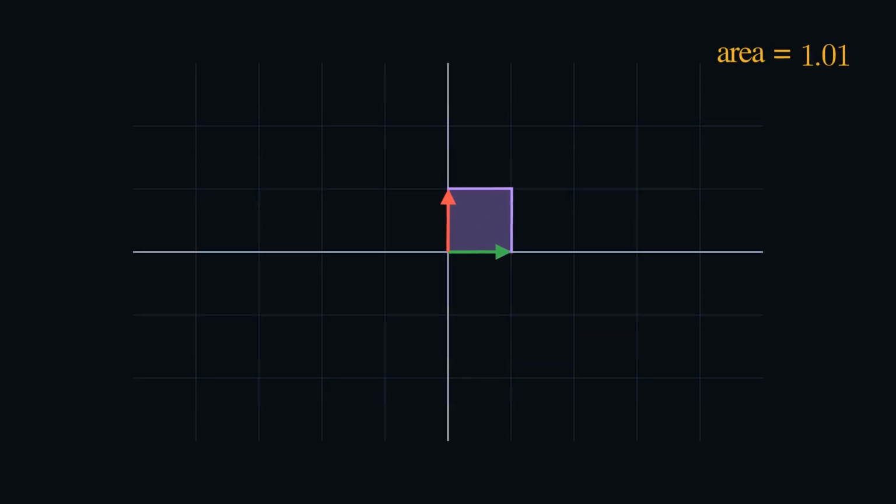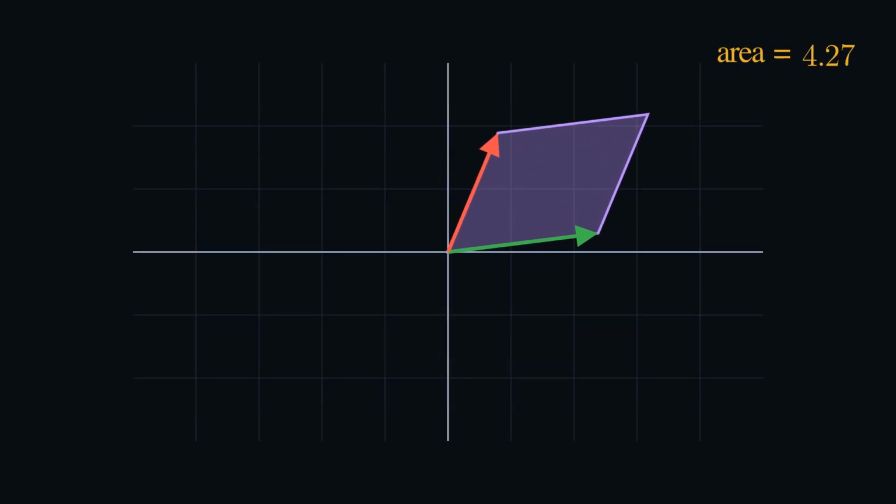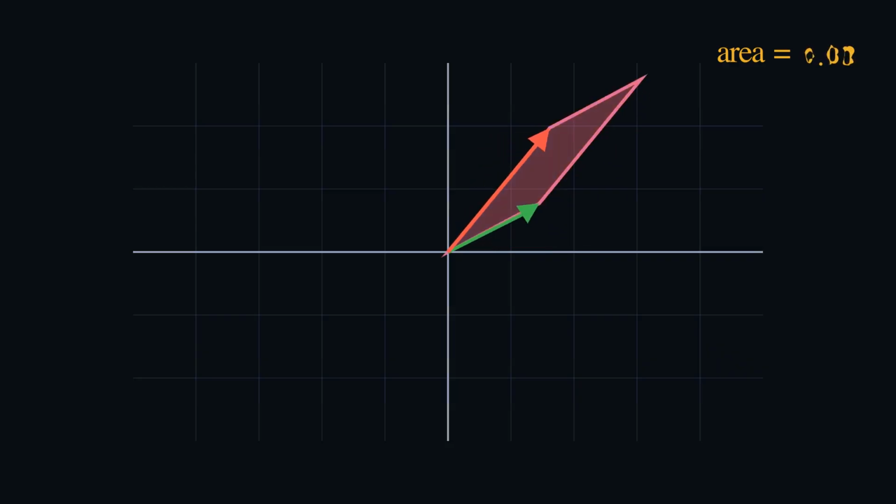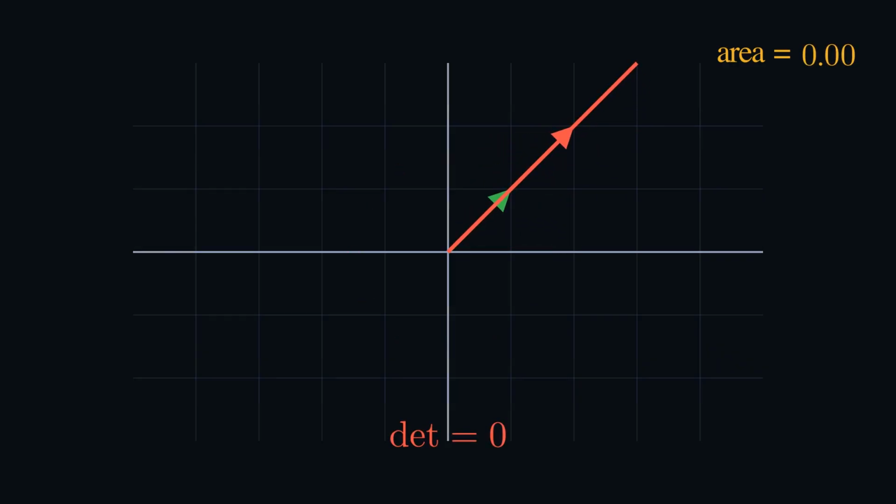What one number tells you. Whether an AI can undo what it just did or has destroyed your data forever. Watch this tile stretch and keep your eye on its area. That number is the area it now covers. And when it hits 0, space is crushed flat.